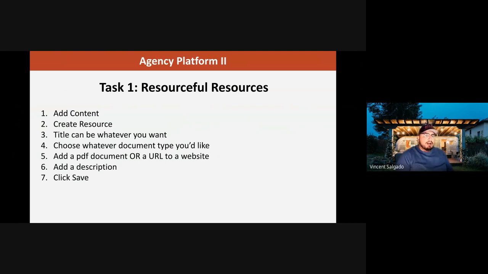But what I want you guys to do is go to Add content and create a resource for the resource type. The title can be whatever you want. Choose whatever document type you want, and then add in a PDF, whatever you have on your computers. Just throw it in there, or you can even just do a URL to a website, whether that's Google or Apple.com, whatever it is. You can throw in a link. I also want you to add in a description because that's something that we didn't cover that I do want to show you. So add in something. It could just be a quick description and then save that resource.